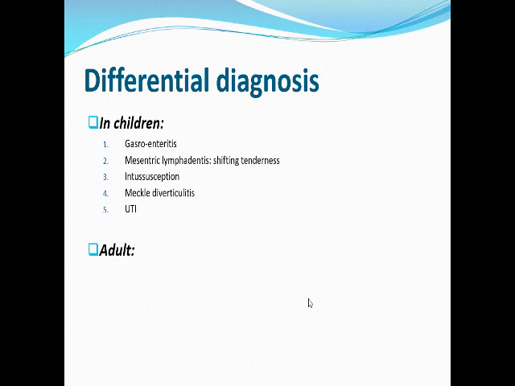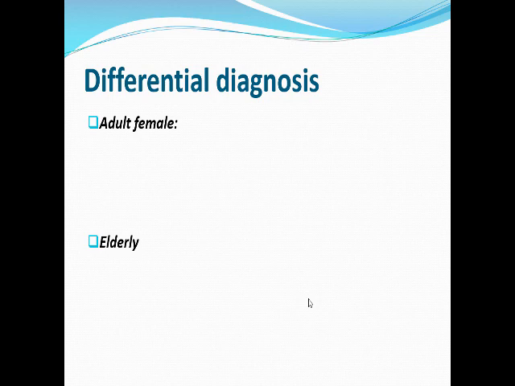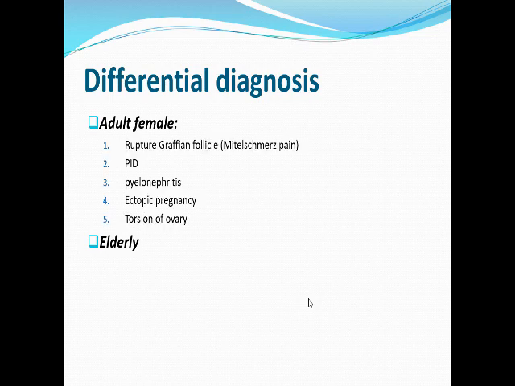But if he is an adult, we are going to think of something else, like Crohn's disease, regional ileitis, right-sided ureteric stone, perforated ulcer, and pancreatitis. In an adult female, we are going to add other differential diagnoses, like rupture of a graafian follicle, pelvic inflammatory disease, pyelonephritis, ectopic pregnancy, and torsion of the ovary. In the elderly, we have to exclude cancer cecum, intestinal obstruction, and diverticulitis.